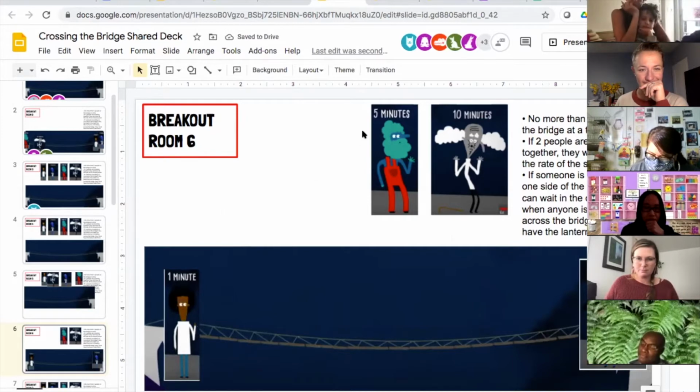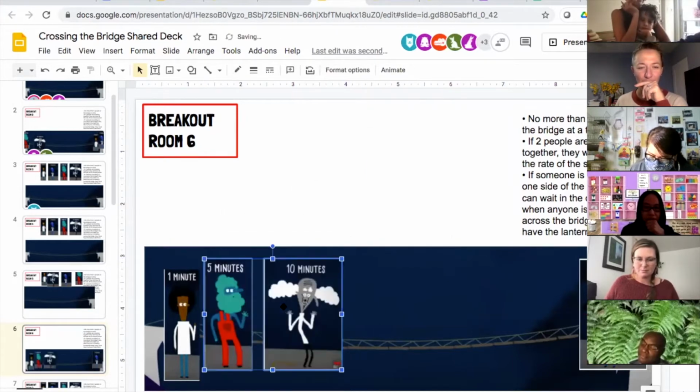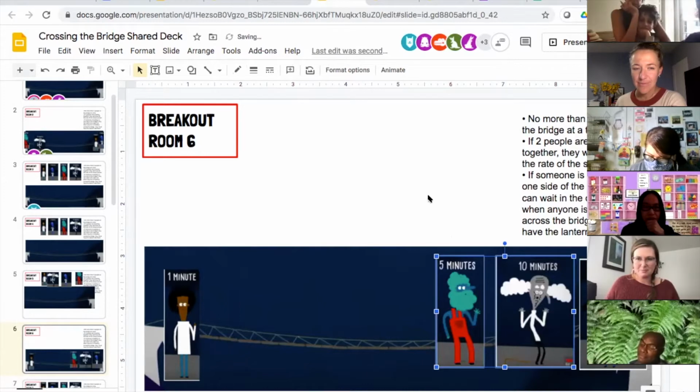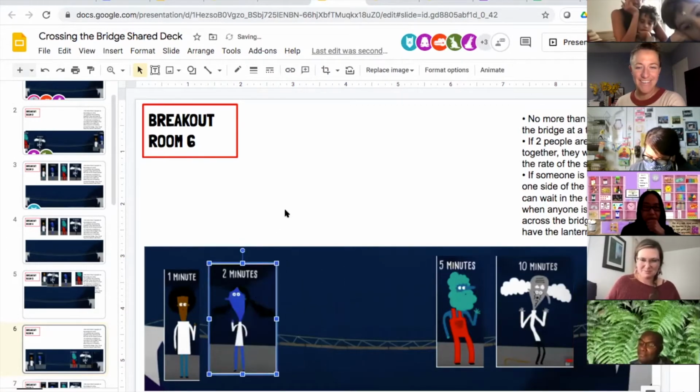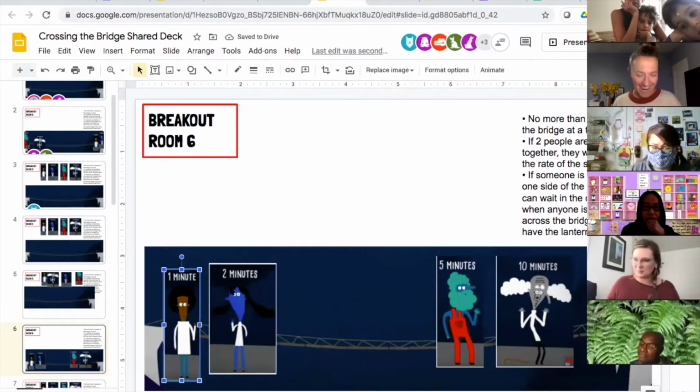Now, the 5 and the 10 go together. Ooh. How long does that take? That's 10 minutes. So that's 13, right? We're at 13. Now send the 2-minute guy back with the lamp. So that's 15. And then these 2 go across together.